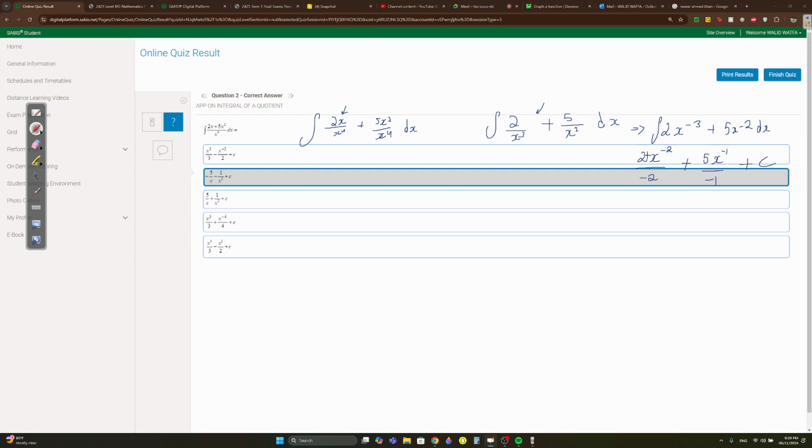Okay, 2 over minus 2 gets you minus 1. So it's going to be negative x to the power of minus 2. 5 over minus 1 is minus 5, x to the power of minus 1, plus c. If you want to make this as a fraction, if you want to make the powers positive, you have to take them down. So it's going to be minus 1 over x squared minus 5 over x plus c. Okay, they just did it in a different order. It's the same thing.